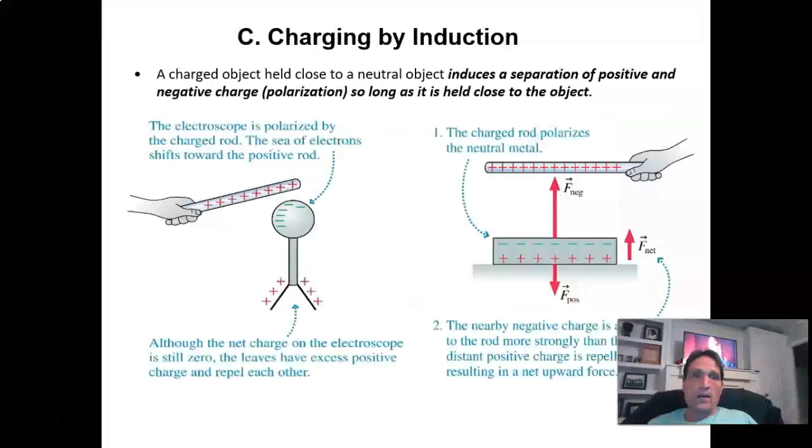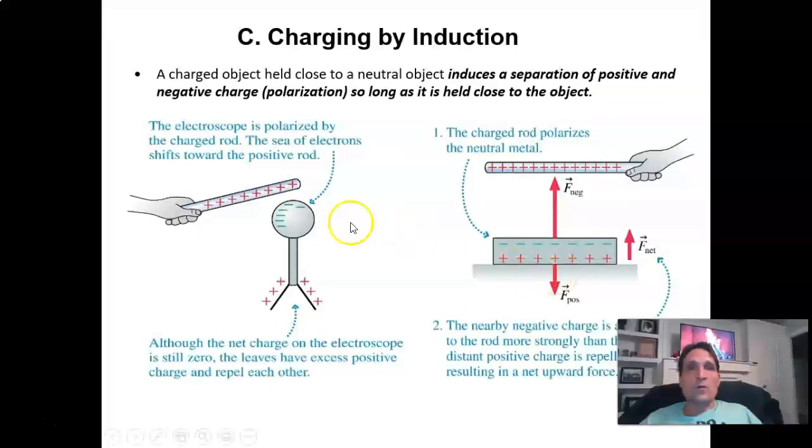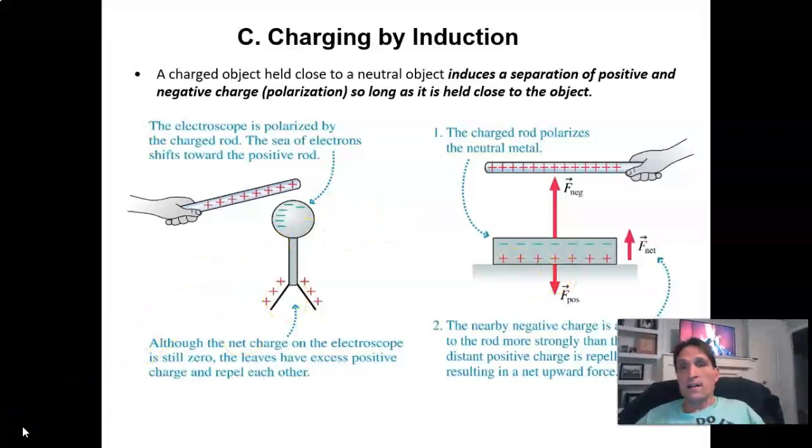Okay. So let's stop here, and tomorrow we'll start with charging by induction. And then we'll move on to forces between charges and the electric field. So let's stop here and have a good day.